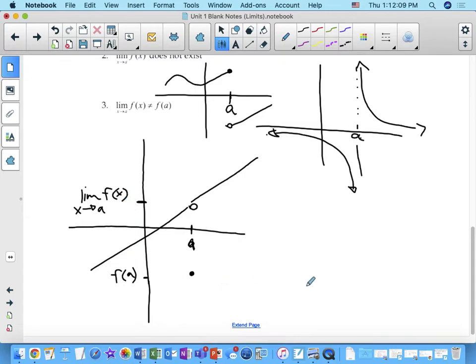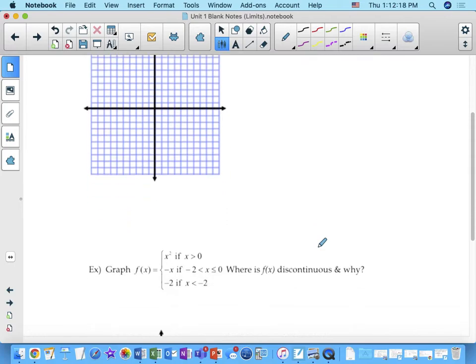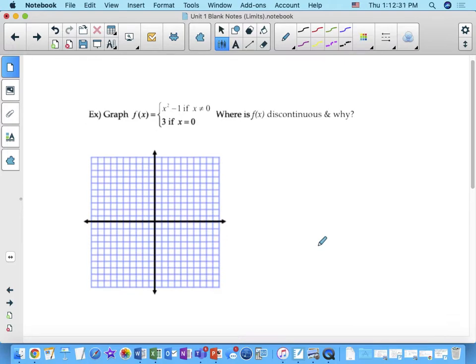Any questions so far? Are you guys still writing down? No? Okay. So what we're going to do next is we're going to look at some piecewise functions. Have you guys seen piecewise functions before or no? Have you? I can't remember. I haven't taught 30-1 in a couple years. Yes or no? No? Okay.